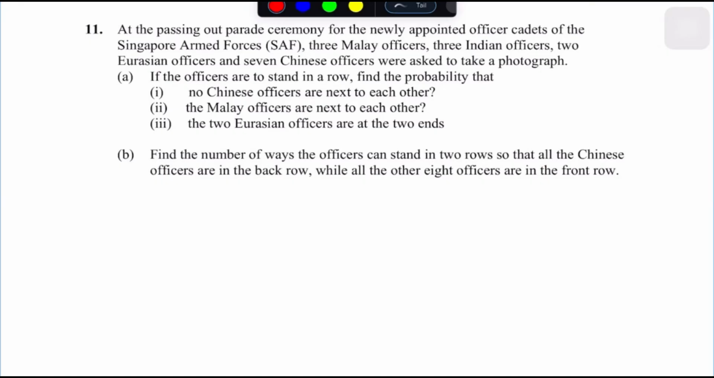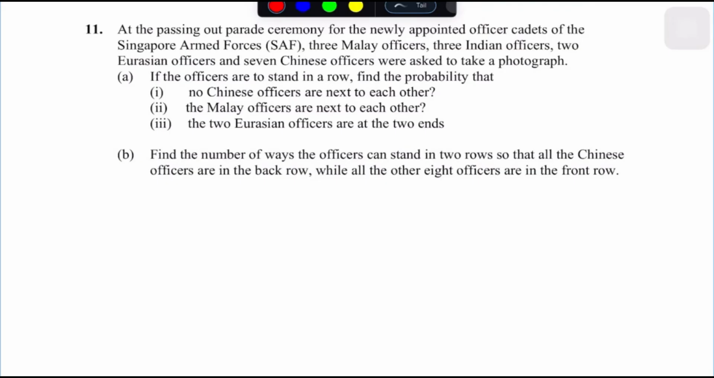At the passing out parade ceremony for the newly appointed officers of cadet of SAF, we have 3 Malay officers, 3 Indian officers, 2 Eurasian officers, 7 Chinese officers who were asked to take a photograph. If the officers are to stand in a row, find the probability that no Chinese officers are next to each other. So let's analyze the situation.